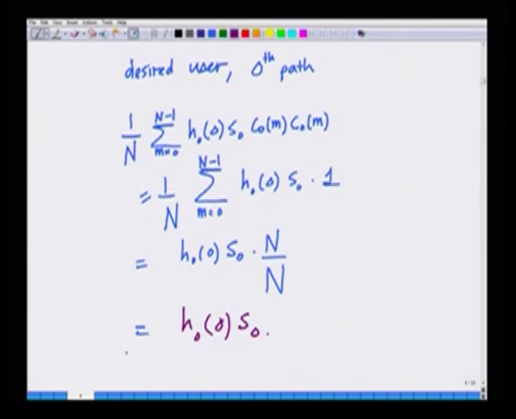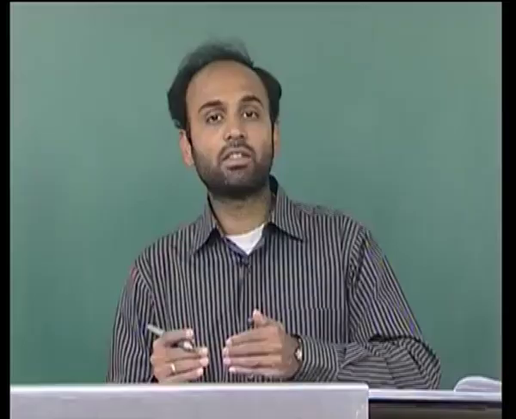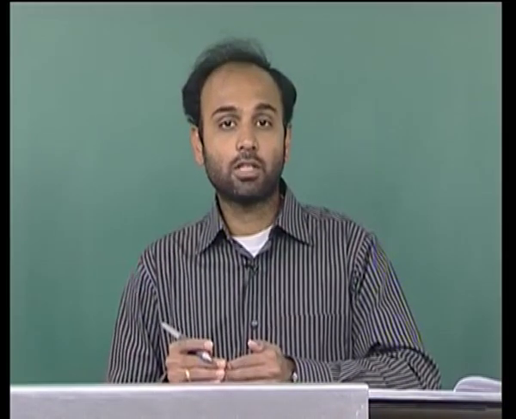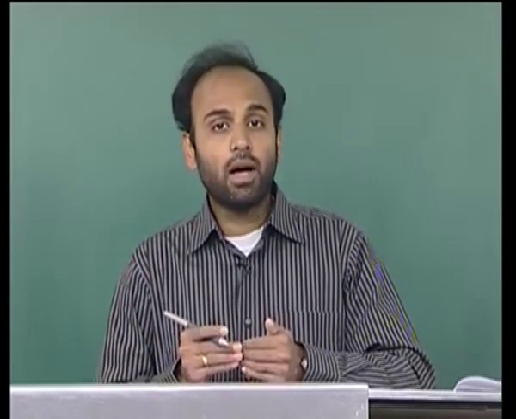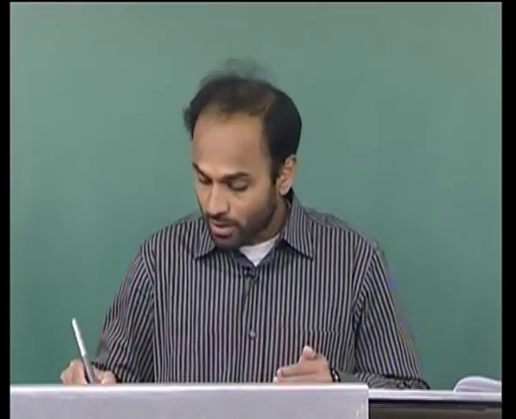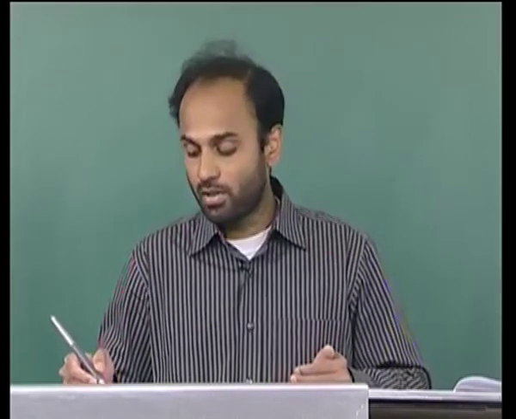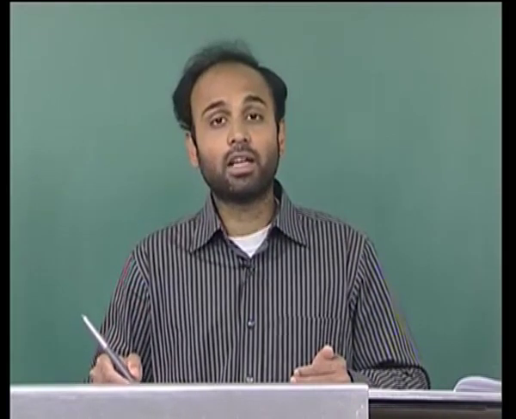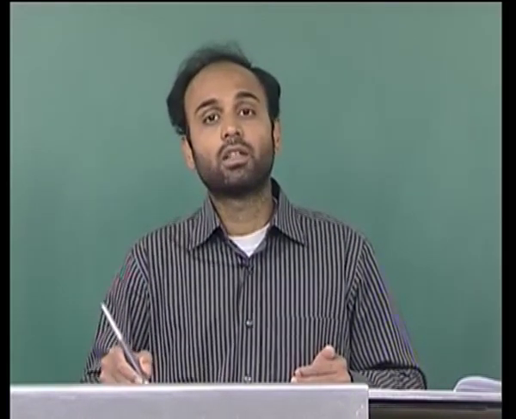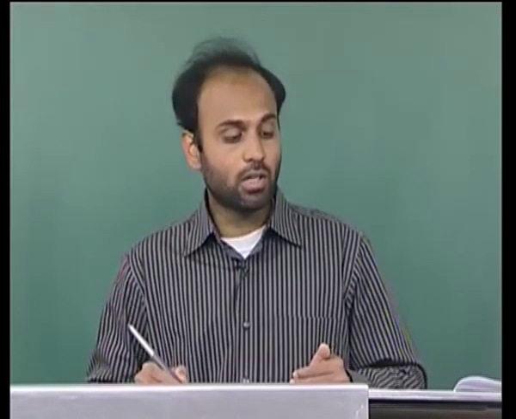All right. So, the first component, as in the rake receiver, the correlation with c 0 m, which corresponds to a lag of 0, extracts the 0th path of the desired user, and that is what we are observing. It is nothing but symbol 0 of the user 0 multiplied by the channel coefficient h 0 0, which is the channel coefficient corresponding to the 0th path.